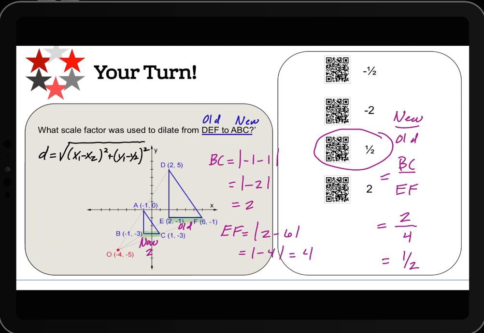So pay attention again to this order here, because that can tell you what's old and what's new. It's always in that order, right? Old, new. And that tells you what you put over what, right? So the segment that goes with triangle ABC was this one, and it goes over the segment that belonged to triangle DEF. And that's how I know for certain what the scale factor needs to be here.